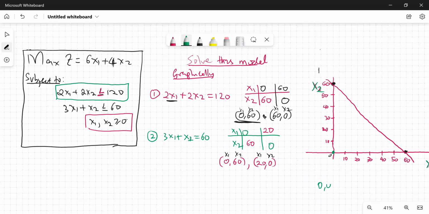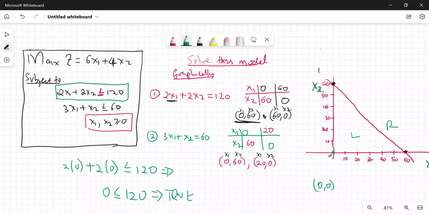Because 0, 0 is on the left-hand side of my line. So when I put 0, 0 there, I'll have 2 times 0 plus 2 times 0 is less or equal to 120. We are saying 0 is less or equal to 120. Is that true or false? It is true. So the side where there is 0, that is the side where the inequality is satisfied. So I shade the side which is not true.